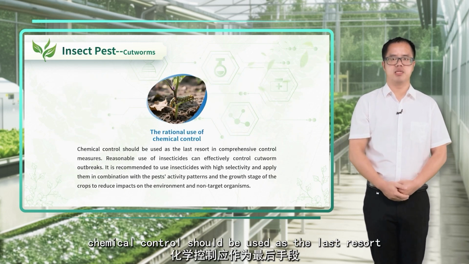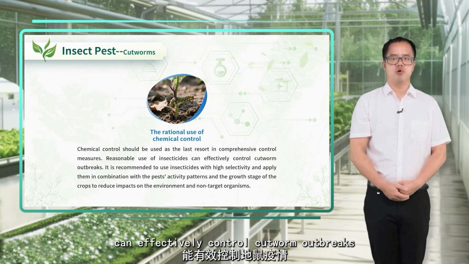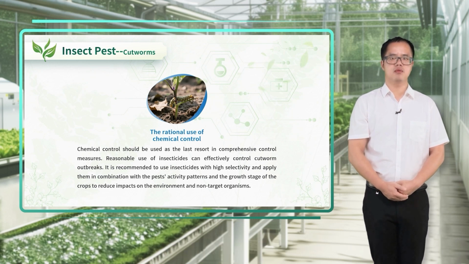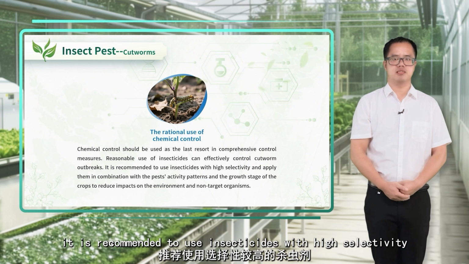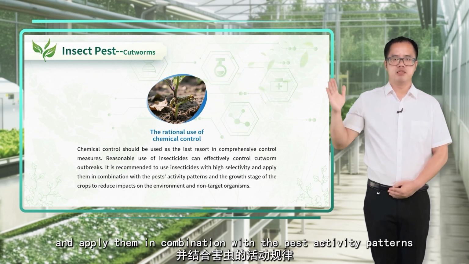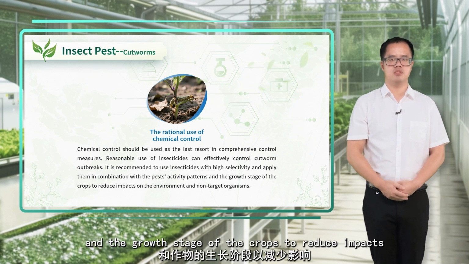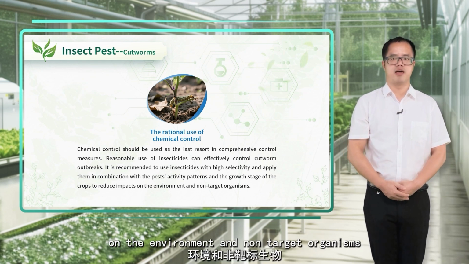Chemical control should be used as the last resort in comprehensive control measures. Reasonable use of insecticides can effectively control cutworm outbreaks. It is recommended to use insecticides with high selectivity and apply them in combination with the pest's activity patterns and the growth stage of the crops to reduce impacts on the environment and non-target organisms.